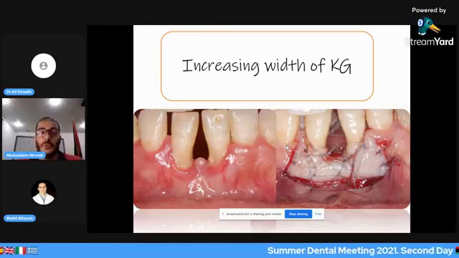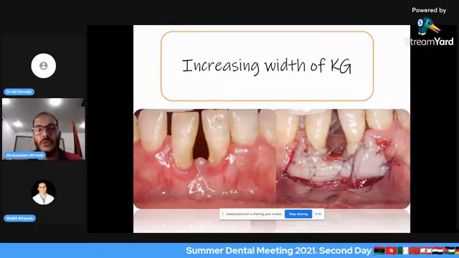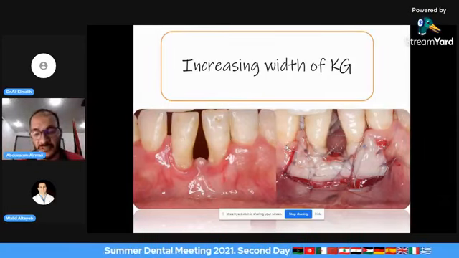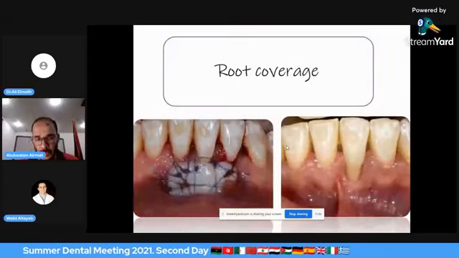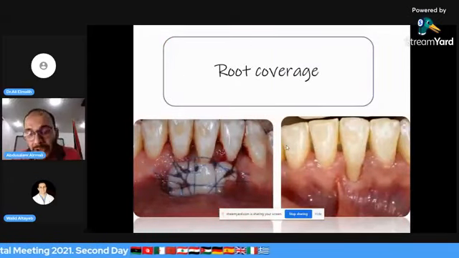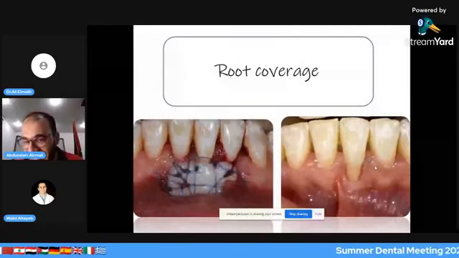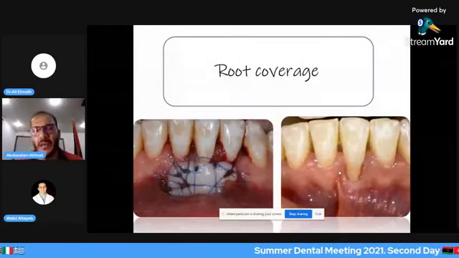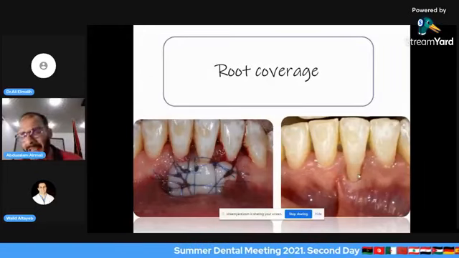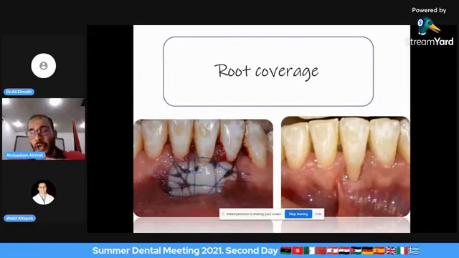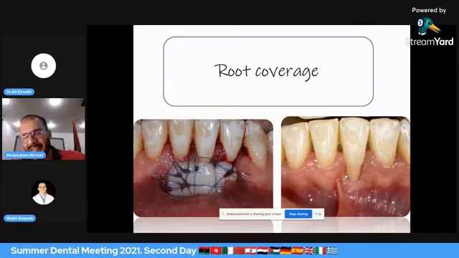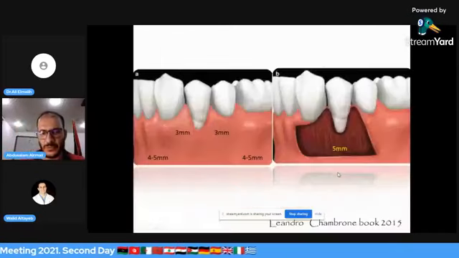After that, maybe you will do a 2-stage technique and do a coronally advanced flap after 3 months. Or your target is root coverage. If your target is root coverage, you have to do depithelialization of the mesial and distal papillae and extend your graft 3 millimeter on the mesial side and 3 millimeter on the distal side, as we can see.